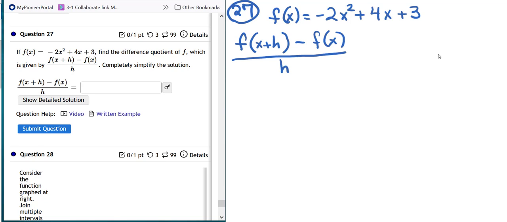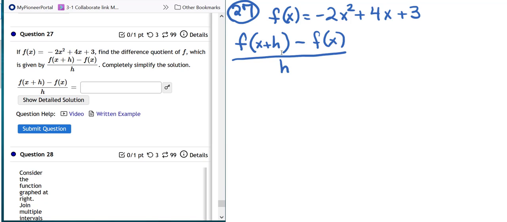Look at an example of problem 27 from section 3.2. So they're not asking us to do the separate pieces this time. They're just saying, here's a function, let's find the difference quotient. Now, they're not using the a this time. They're just using the f of x. You already have f of x, right?